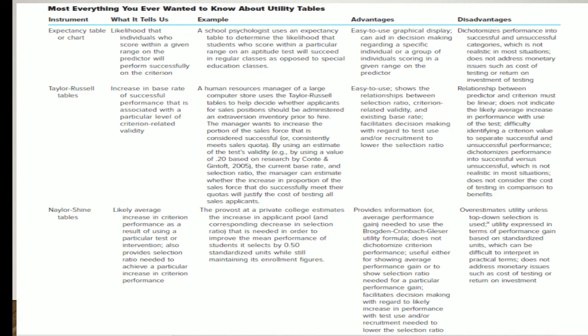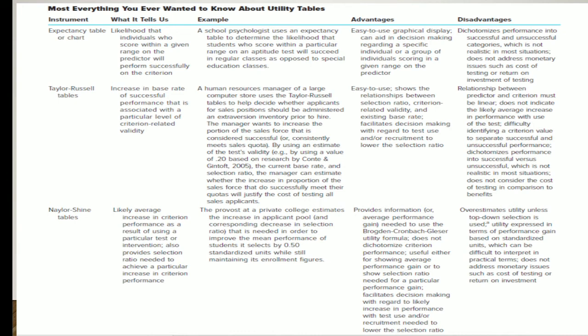While for the Taylor-Russell tables, an example would be a human resources manager who uses the Taylor-Russell tables to decide whether applicants for positions should be administered an extra venture inventory prior to hire.